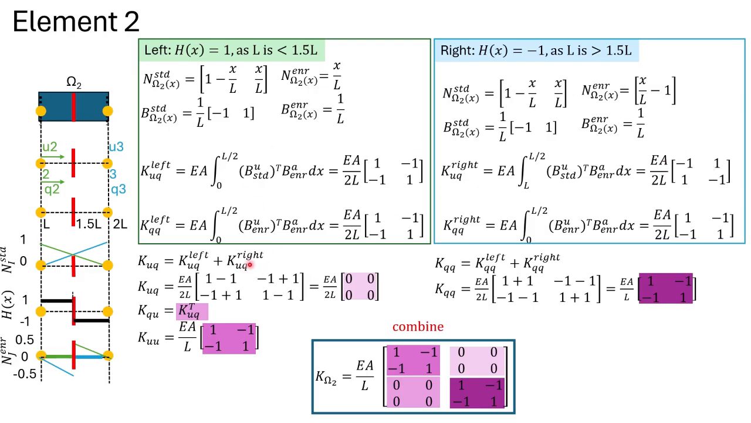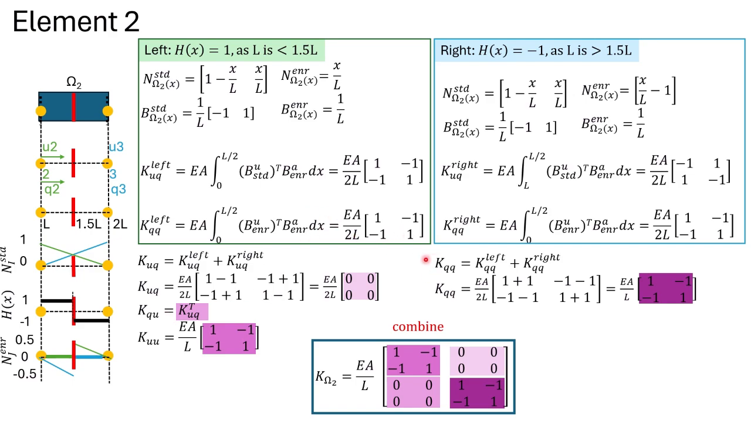So in order to get the full K for element 2, we need to combine KUQ for both sides. That gives us a matrix shown here as EA over 2L and then a 2 by 2 matrix of 0. For KQU, we know that that's just KUQ transposed, so that'll give us the same matrix of zeros. And then KUU will be the same as what we've gotten before, because this doesn't have the enriched values in it.